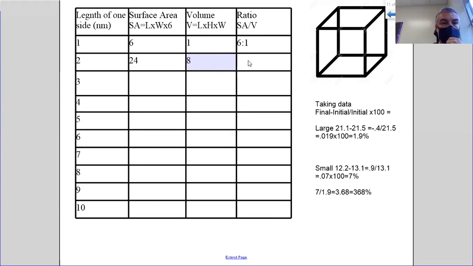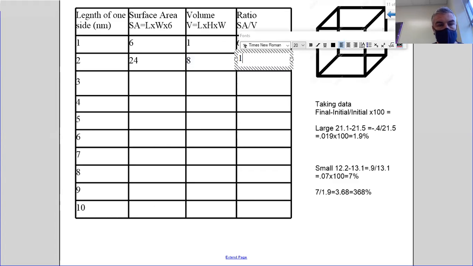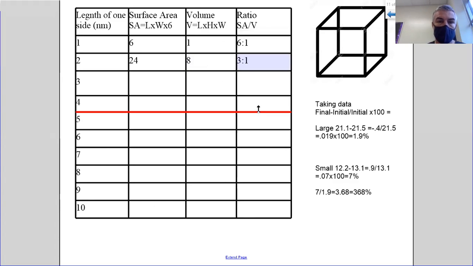So 8 divided by 8 is going to be 1. 24 divided by 8 is going to be, how many times can 8 go into 24? Well, 3 times. So our ratio is 3 to 1.